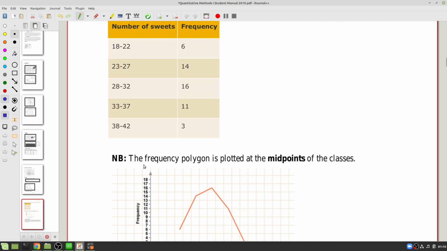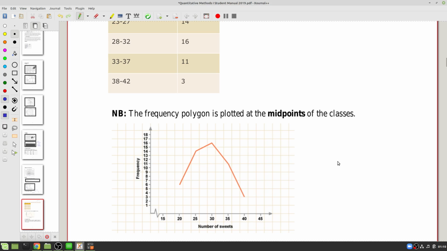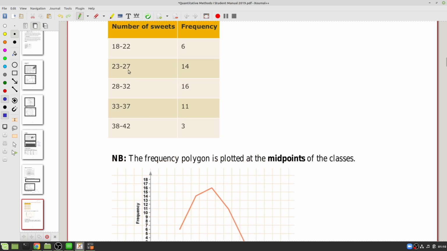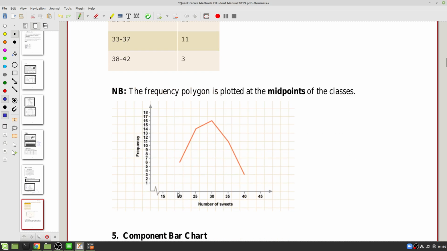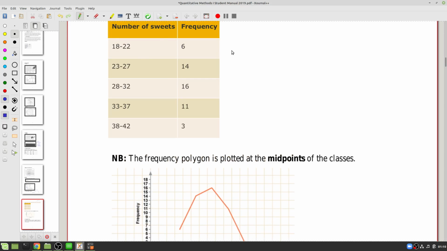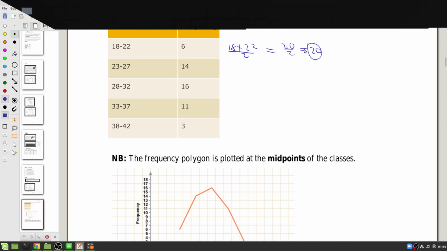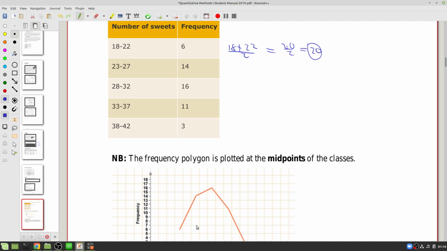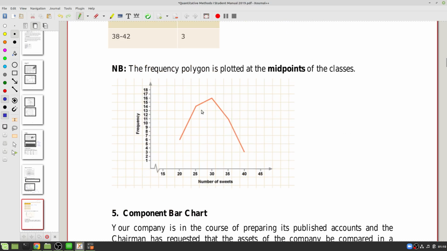Let's see here. The frequency polygon is plotted at the midpoint of the classes, right? So between 18 and 22 we've got 20. That's the midpoint. How do we get the midpoint? Just to recap, we say 18 plus 22 and then divide that by 2. This gives us 40 over 2, which is 20. So that's the midpoint of this class. At the midpoint 20, we have a frequency of 6. So 20 and 6, we see there.